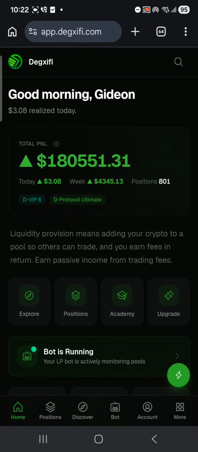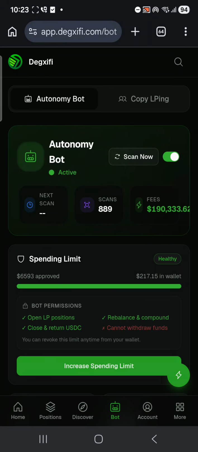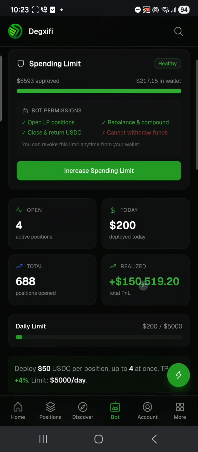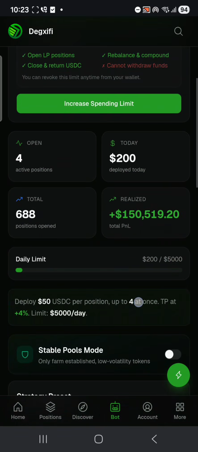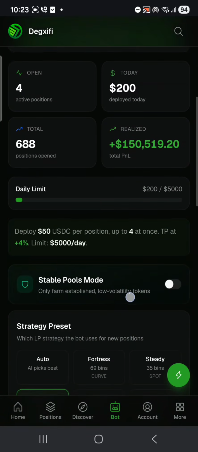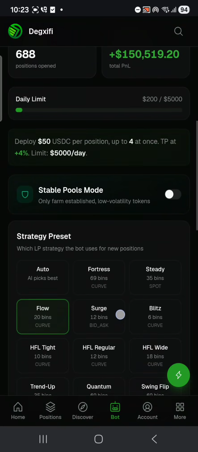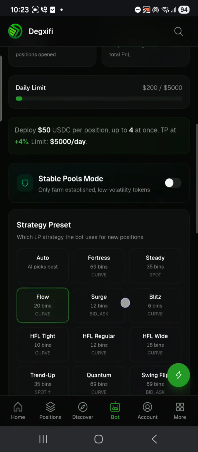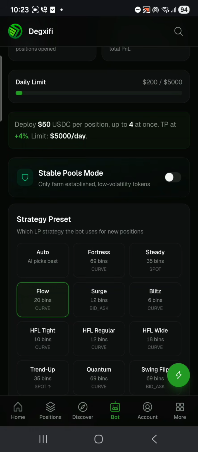Now, I will start with the autonomous bot because that is what I use more often. I use manual as well. On the autonomous bots, if I click on the bot section, you can see here I have my bot toggled on and it is currently running. If I scroll down, you can see that with all my capital, I have my daily limit set to $5,000.